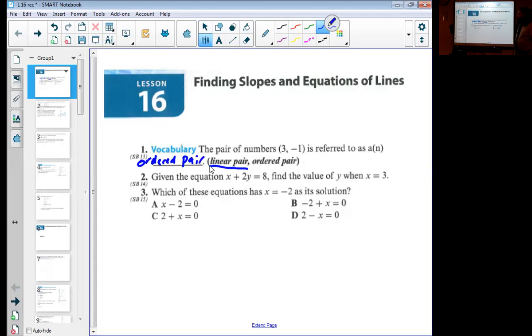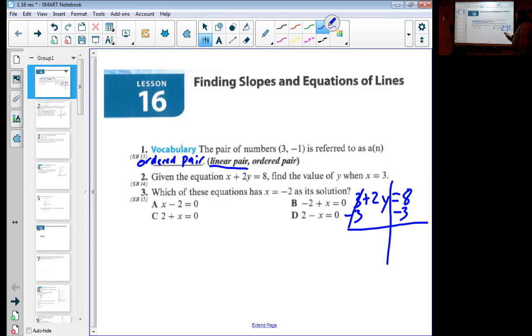Question number 2 says, given the equation x plus 2y is equal to 8, find the value of y when x is 3. So here we need to substitute in the 3 for the x. So we have 3 plus 2y is equal to 8. Now we undo the last thing that happened to y before it became 8, which is we added 3. So we subtract 3 from both sides.